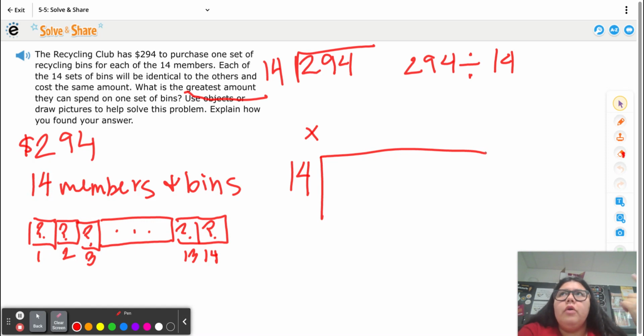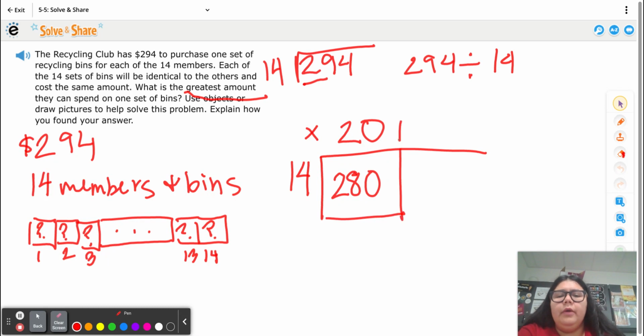Well, in my head, I know 14 and 14 makes 28. So I'm going to use 2, but not just 2. I'm going to use 20 because I see it goes up to the 200s place. So 20: 14 times 2 equals 28, but it moves a place value. Okay, so now I have 20 so far, but I'm not done with my whole thing. That's already super close. Let me see how close that is.